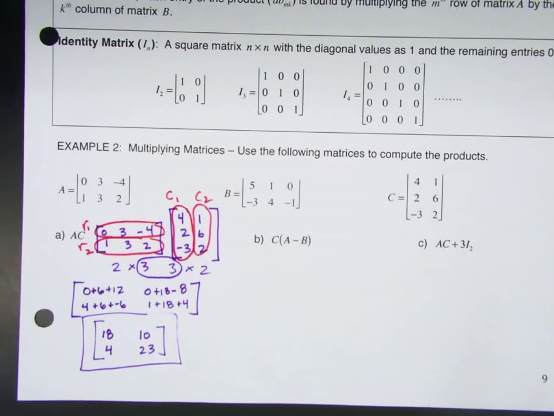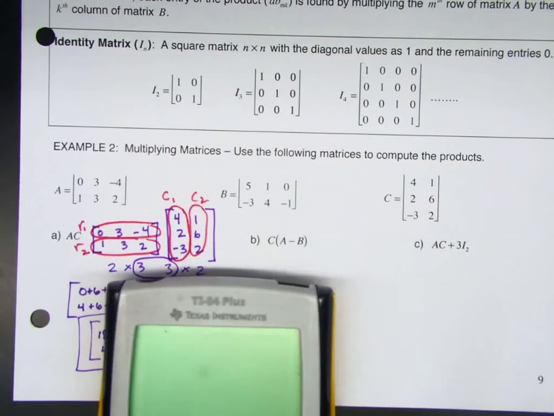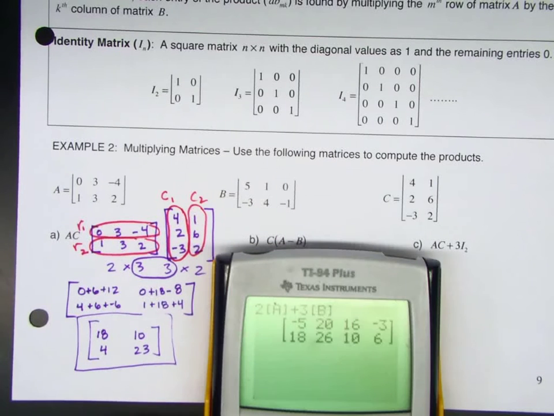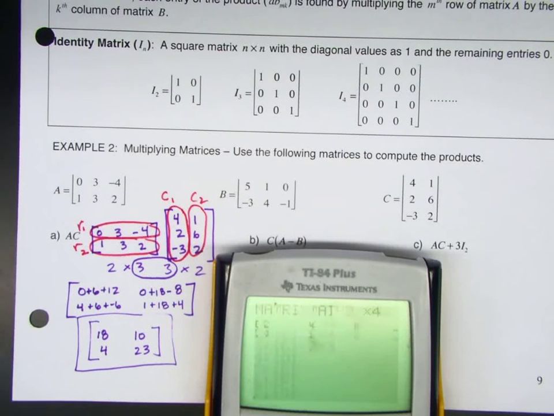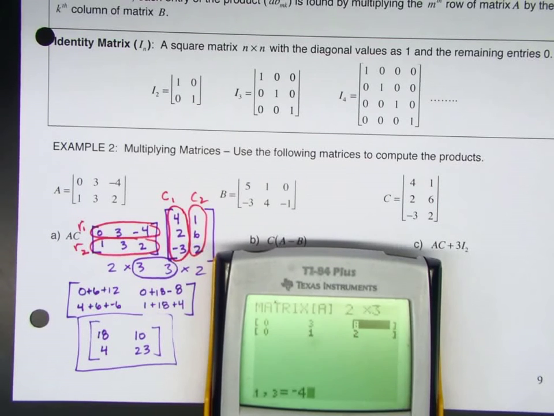Okay? All right, what I want you guys to do now is type A, B, and C in. So we'll be basically using our calculator to do these.